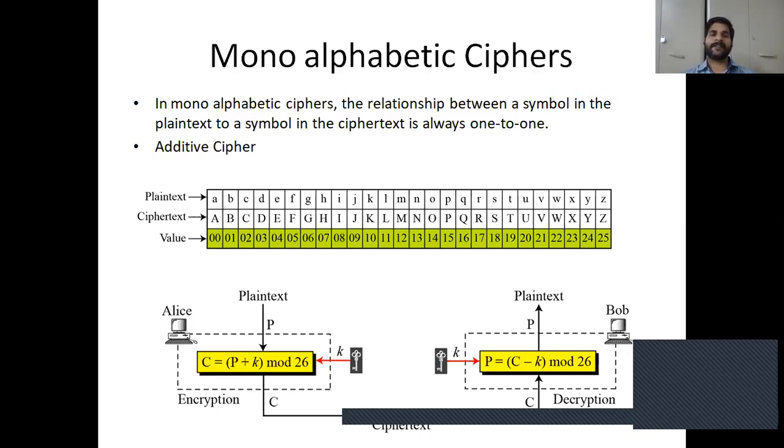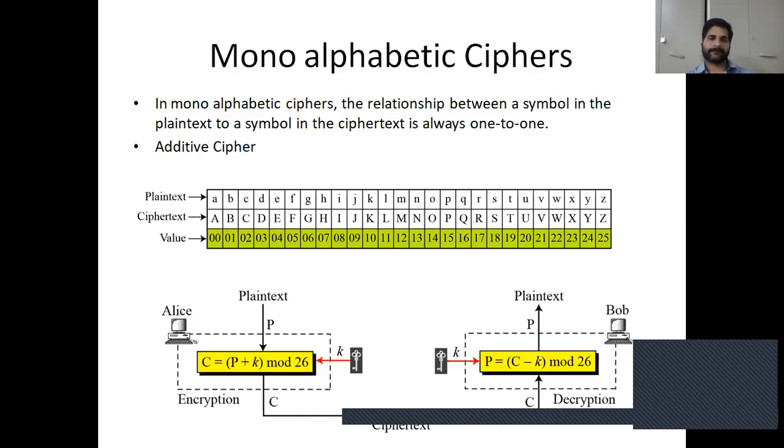Now, first we discuss the monoalphabetic substitution cipher. In a monoalphabetic cipher, the relationship between a symbol in the plain text and a symbol in the ciphertext is always one-to-one, like additive ciphers. According to this table, the plain text is given as small letters a, b, c to x, y, z, and the ciphertext in capital letters A, B, C to X, Y, Z, with values starting from 0, 1, up to 25.